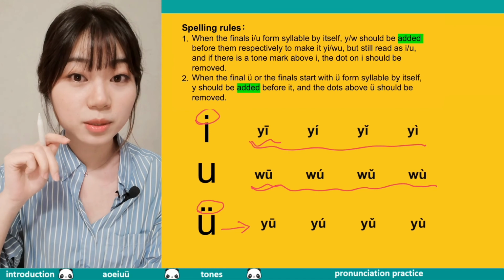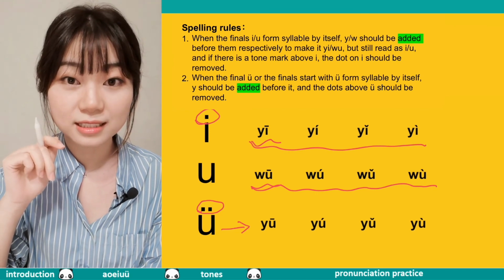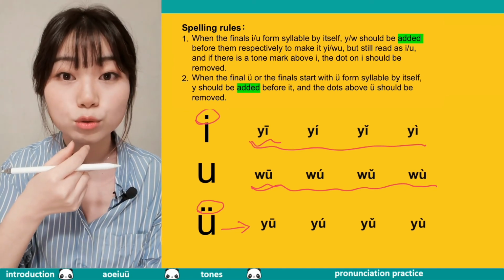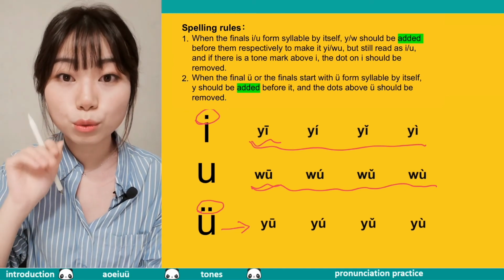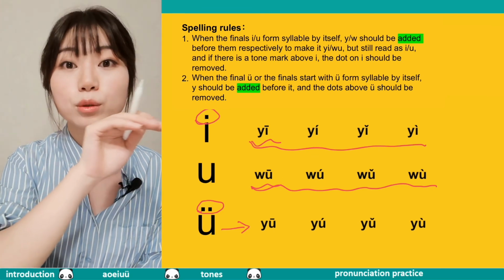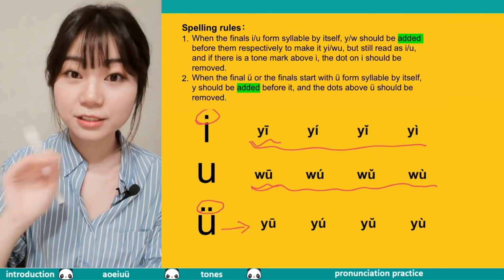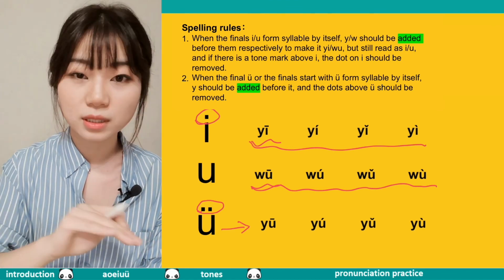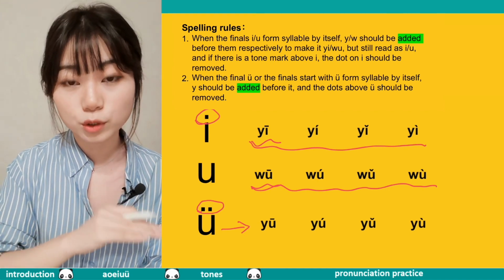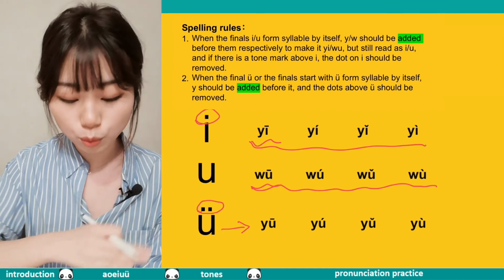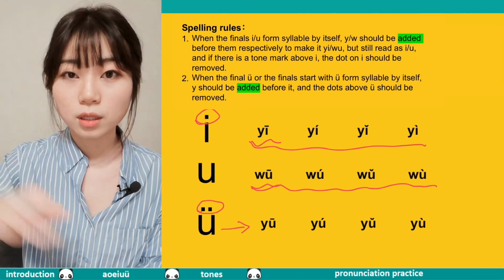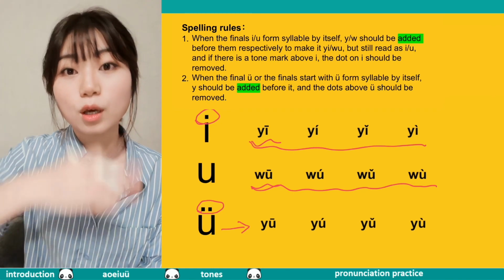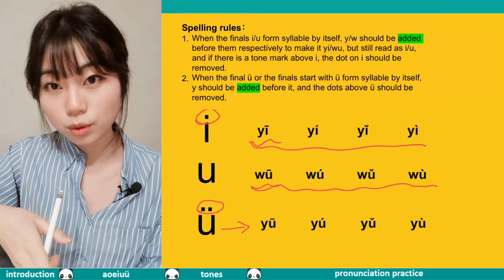Yes, your tongue tip presses the inner surface of your lower teeth like this. Yu. And purse your mouth like this. Okay? Yu. And the first tone, yu. And the second tone, from 3 to 5, yu. And the third tone, from 2 to 1 to 4, yu. And the fourth tone, yu.